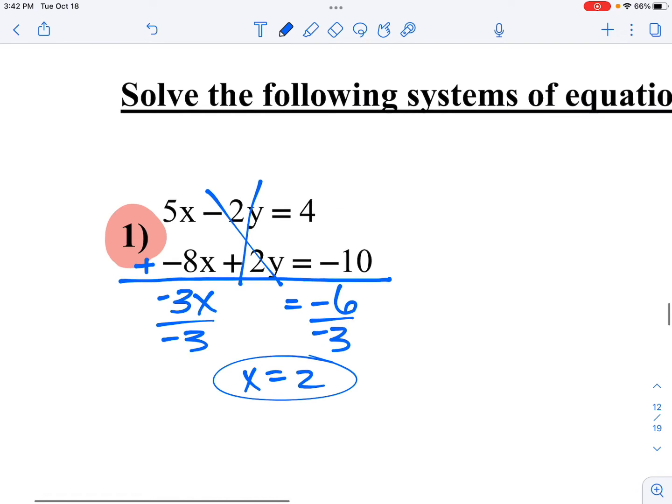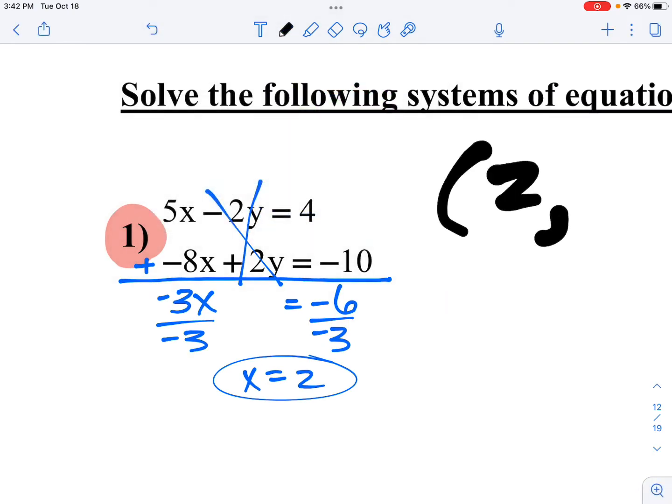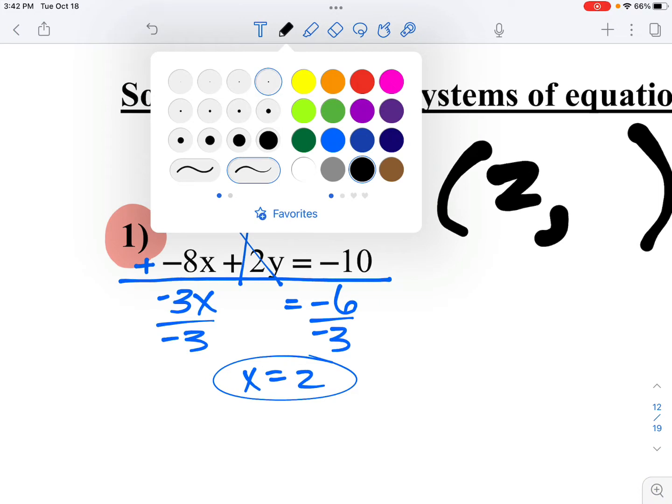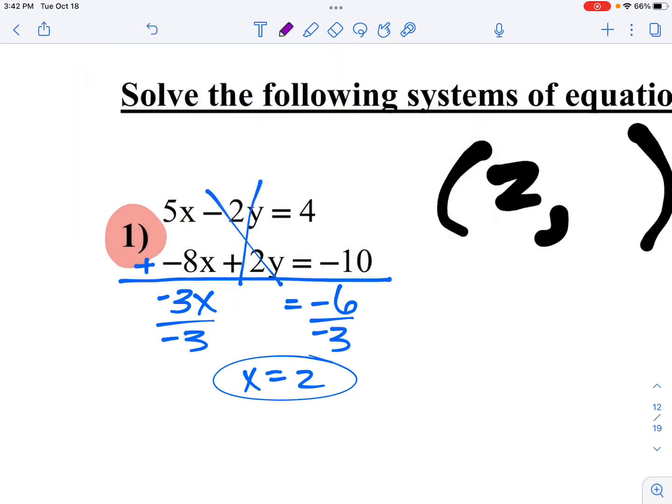Okay, so that's cool. And just remember that when we write our answers, we write them as an ordered pair. And the x always goes first, and the y always goes second. So just remember the thing that's kind of sucky about these is that this is half of our answer. I'm going to take this 2 and I'm going to plug it in.